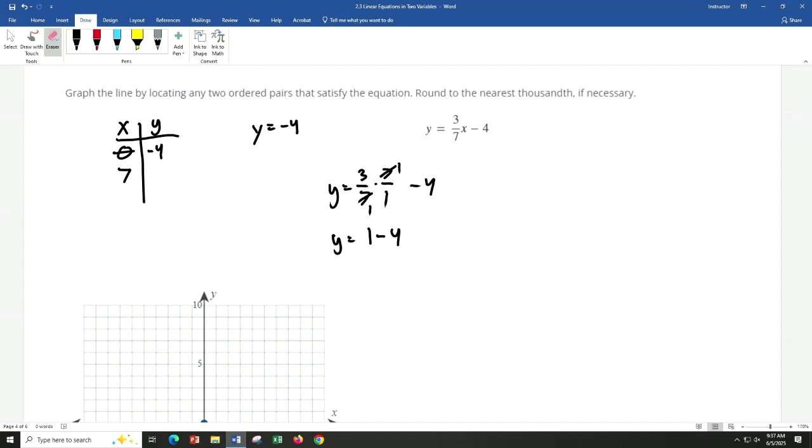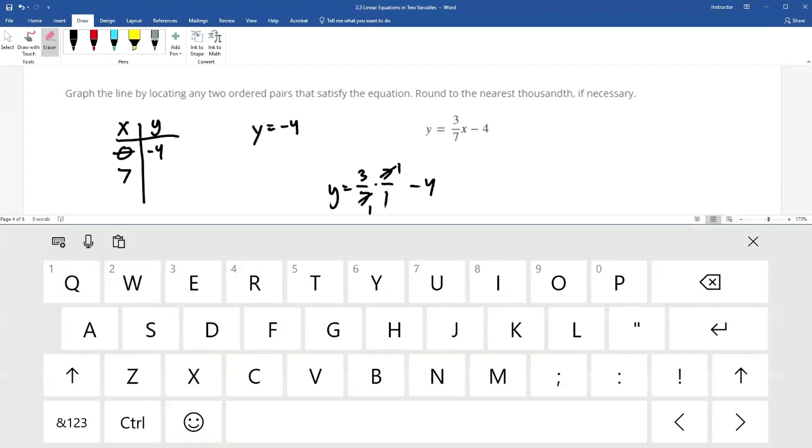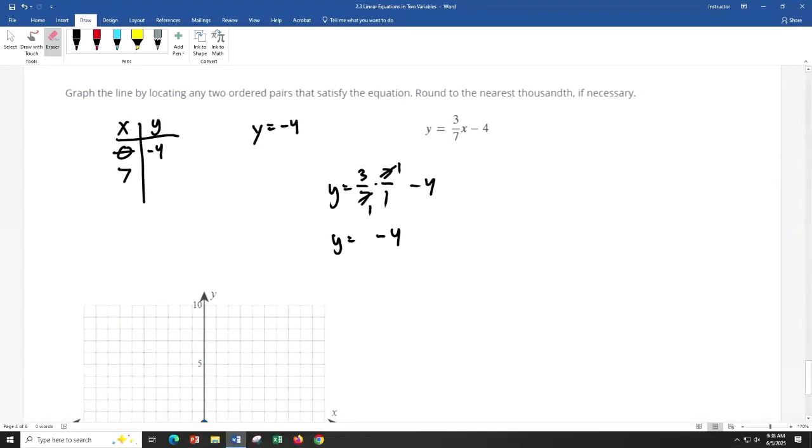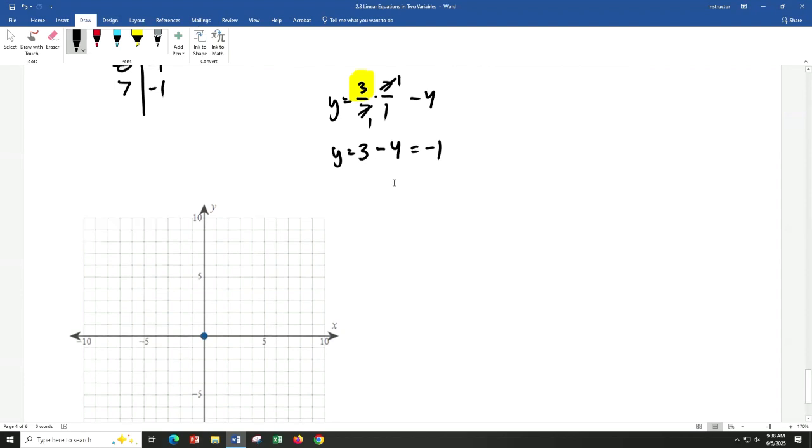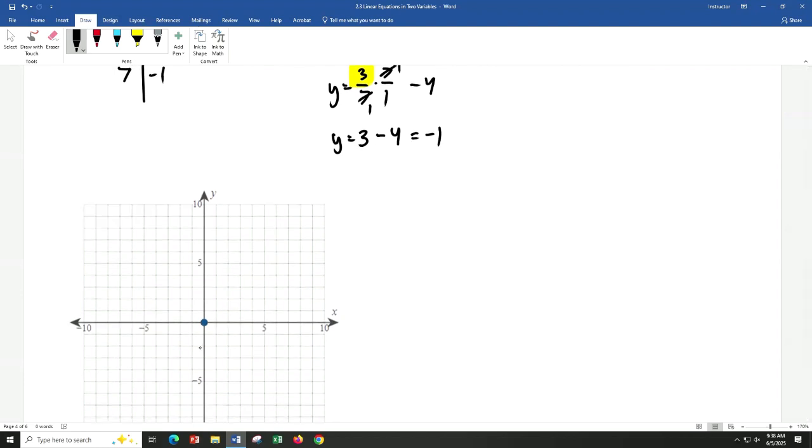Watch it not be a 1. I just followed along like little lemmings. Don't do that. Look, these 7s go to a 1. There's still a what? A 3 right there that I've got to bring down. So 3 minus 4 gives me a -1. And there, I've got 2 points. 0, -4. So 0, -4. 1, 2, 3, 4.